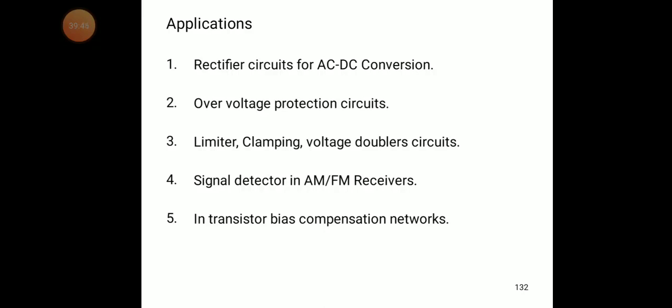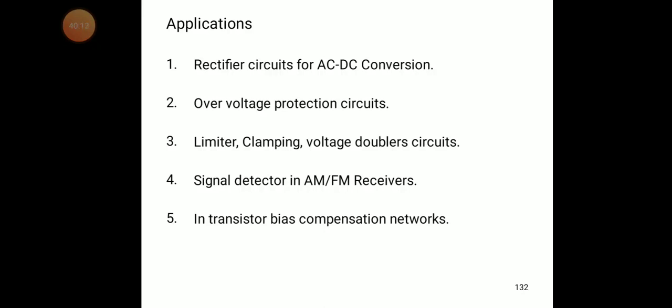The PN junction diode is a unidirectional device. What is the meaning of unidirectional? In forward bias, it acts as a short circuit. In reverse bias, it acts as an open circuit. So we only allow one directional signal. Like that, we do the AC to DC conversion.